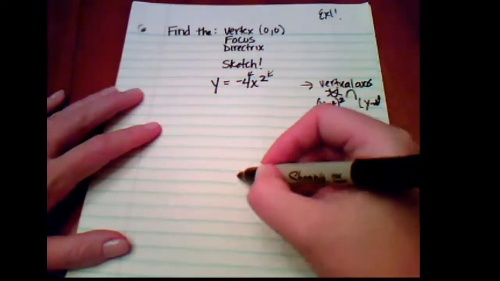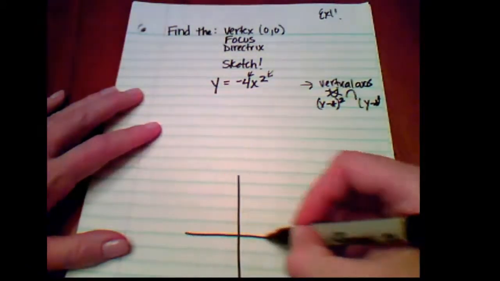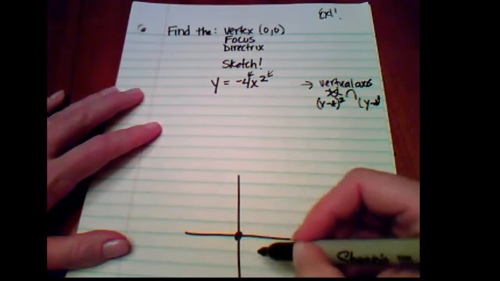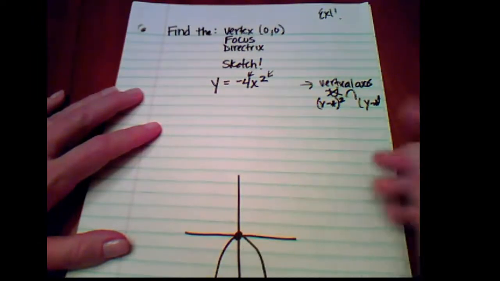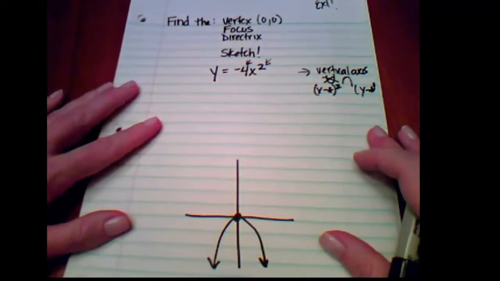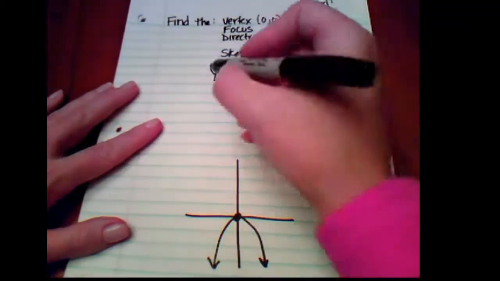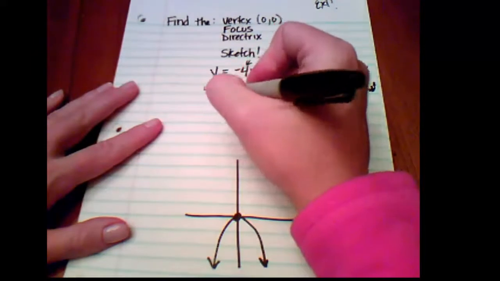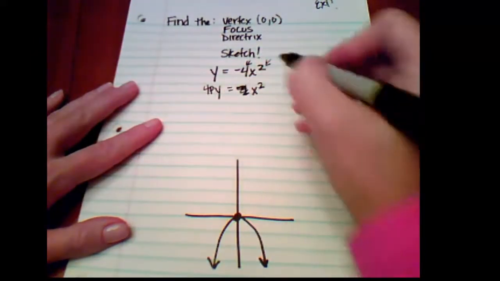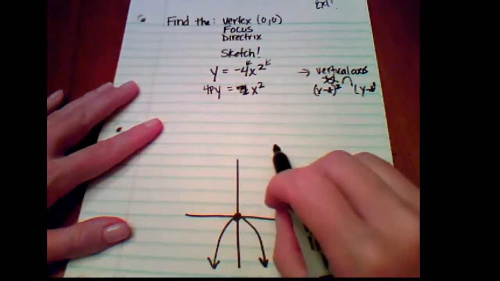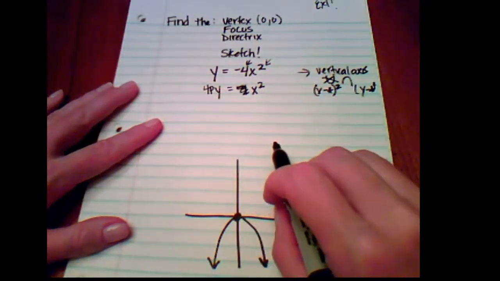So let's sketch. Here's what I know so far. I know I have a vertex here at (0, 0), and I know it's going to be going downward. This is what I know so far. All right, now let's use the standard form, 4py is equal to x squared, which is our standard form of a parabola using the locus definition.